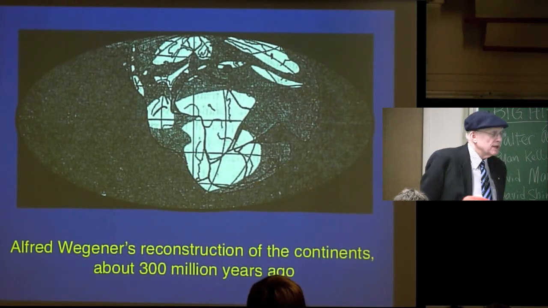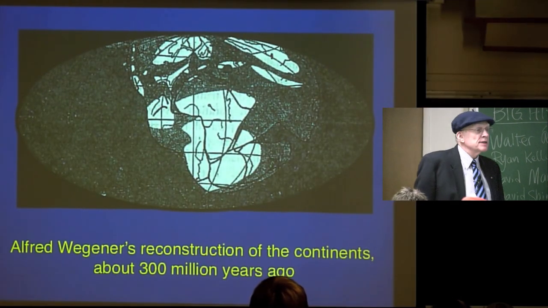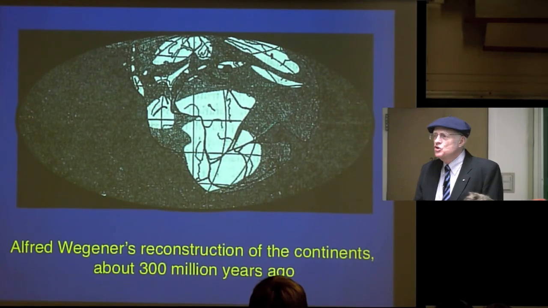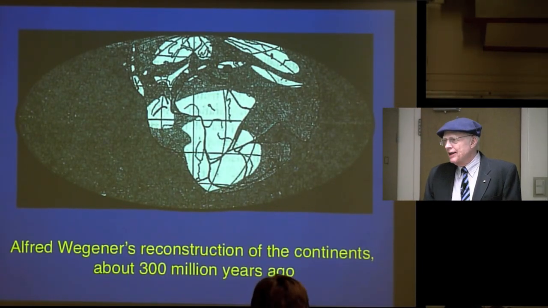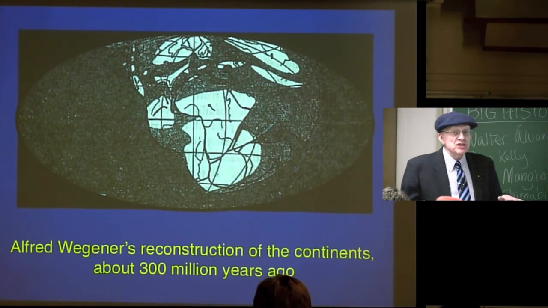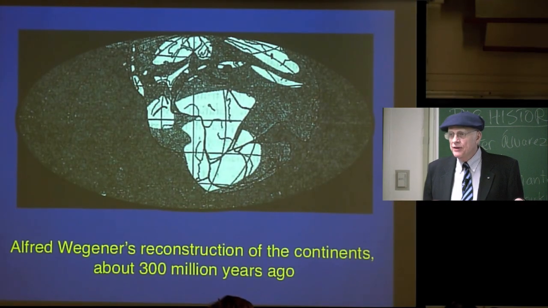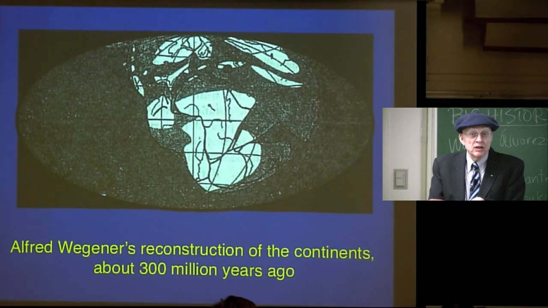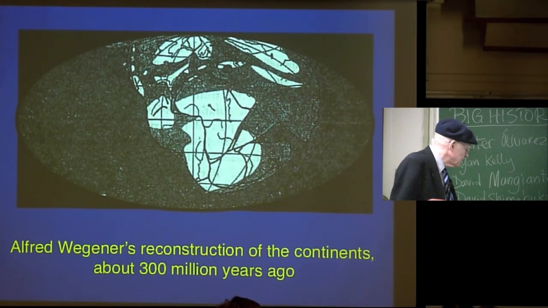But here was his idea, and this is a little hard to see, so I've got it labeled. This is his concept of Pangea. Pangea means all the lands. Pan for all, and Gea for lands or earth. And so he suggested that the continents were not always spread out on the earth like they are now. At one time, they were all close together, and then they have drifted apart. That's continental drift.